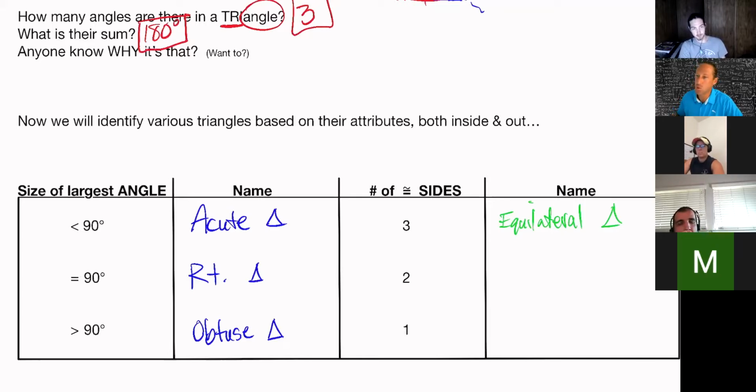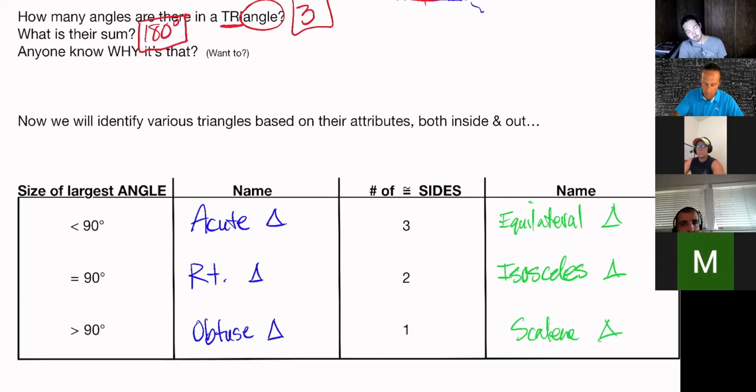All right. How about two sides? Isosceles. Spelled a little weird. And what if there's one side that's the same, which means none, right? What if there's no congruent sides? Scalene. Excellent.